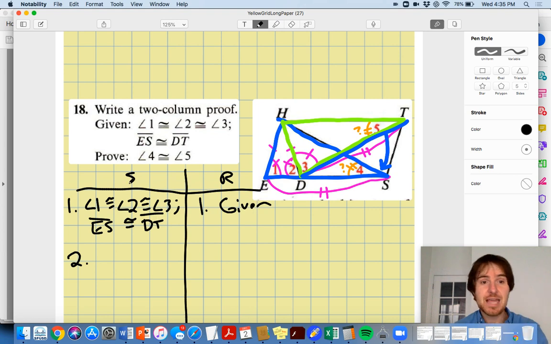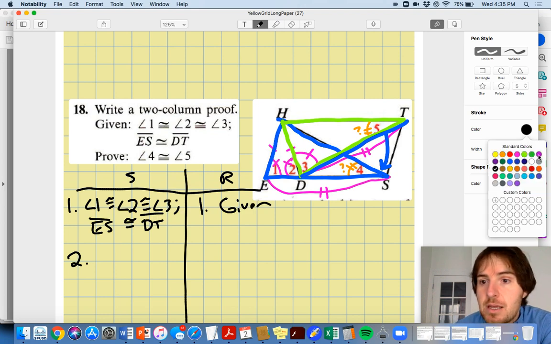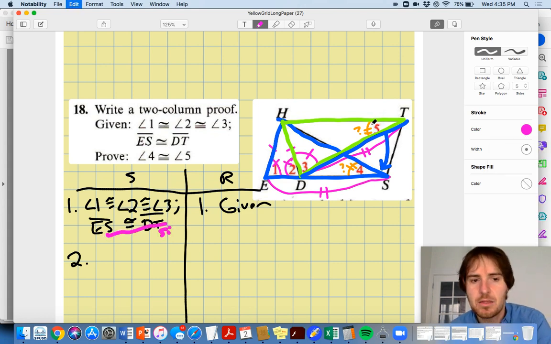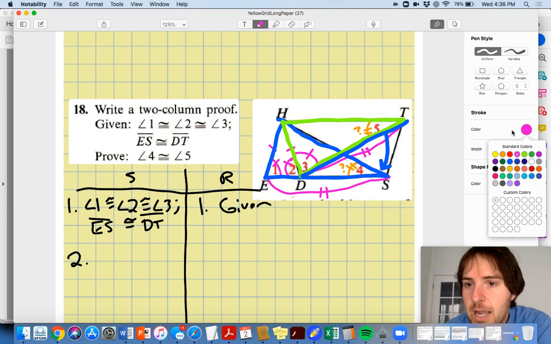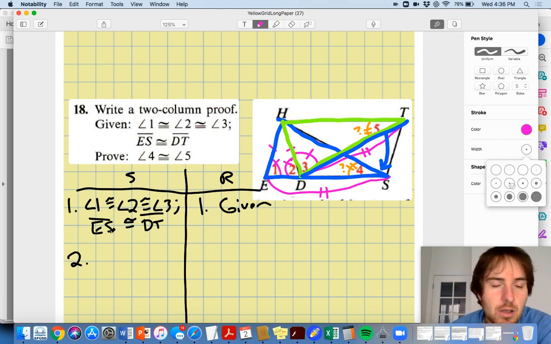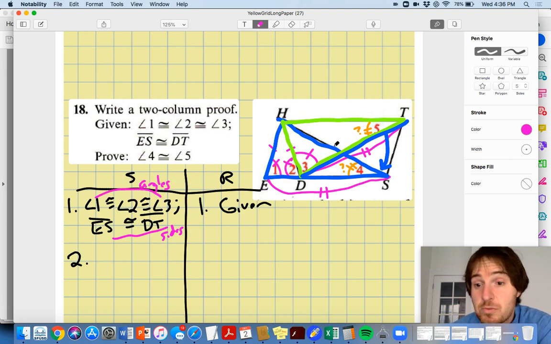Okay, so first step is, well, I got the angles. That's nice. Angle 1 congruent to angle 3. So we got one pair of angles here. We got to get the sides that include that angle. So given premise, DT congruent to ES. There we go. So we've already found a pair of sides, and we've already found a pair of angles. We just need to get those remaining sides here. And those remaining sides were just HD congruent to HE.